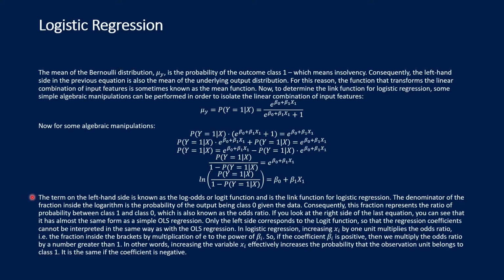Only the left side corresponds to the logit function, so the regression coefficients cannot be interpreted the same way as with the OLS regression. In logistic regression, increasing xi by 1 unit multiplies the odds ratio, i.e. the fraction inside the brackets, by e to the power of beta i. So if the coefficient beta i is positive, then we multiply the odds ratio by a number greater than 1. In other words, increasing the variable xi effectively increases the probability that the observation unit belongs to class 1. It is the same if the coefficient is negative.